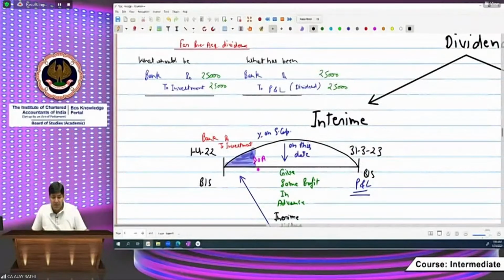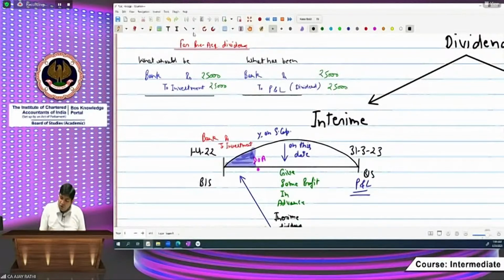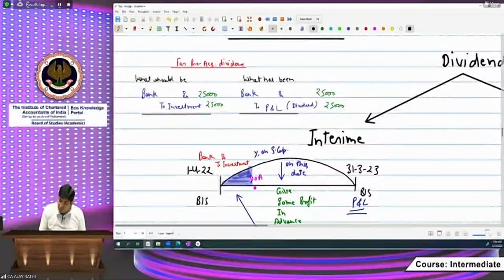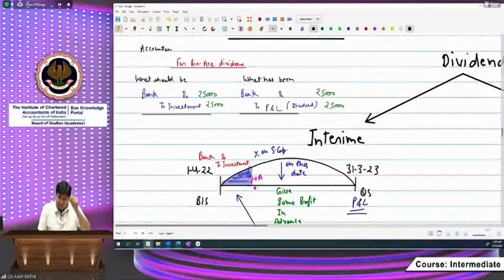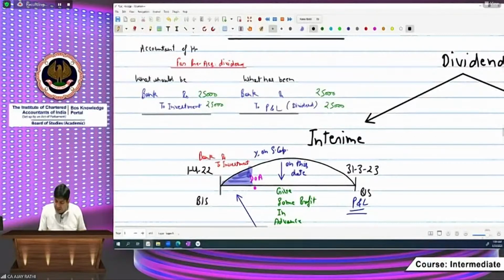Better see. Yes, now I'm getting the correct answer. Profit and loss has been credited. Who's there? The accountant of the holding company. Because the holding company has invested in the subsidiary company's shares, and the dividend is being paid by the subsidiary, and we have to receive it in the books of the holding company, and the accountant of the holding company has made this mistake.